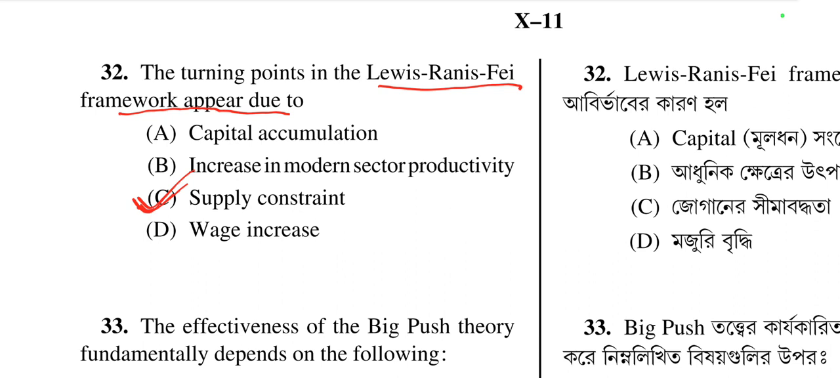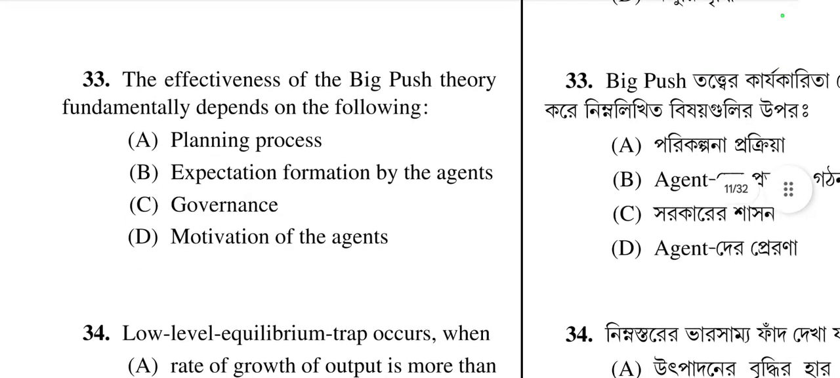Because the turning point in the Lewis framework primarily occurred due to a labor supply constraint, when surplus labor in the traditional sector is depleted, leading to rising wages in the modern sector. So option C is the right choice. Then come to question number 33.